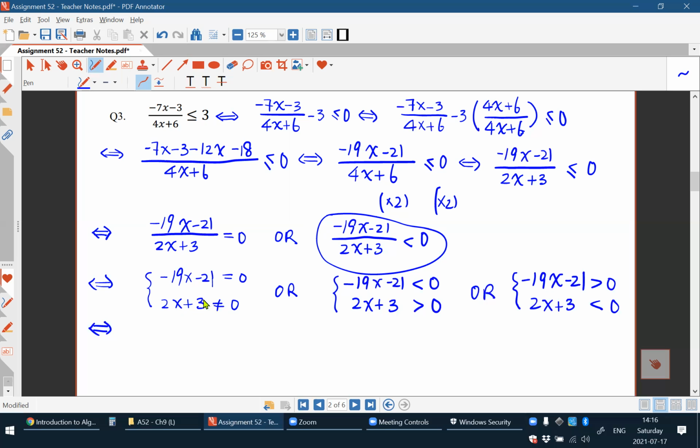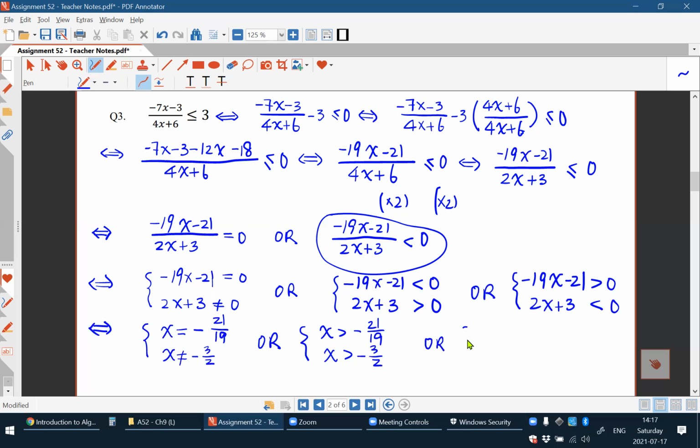We need to solve them one by one, which is not very difficult, right? First case, first of all, x should be equal to minus 21 over 19, right? And at the same time, x cannot be minus 3 over 2. Second case, first, x should be greater than minus 21 over 19. Second, x must be greater than minus 3 over 2, right?